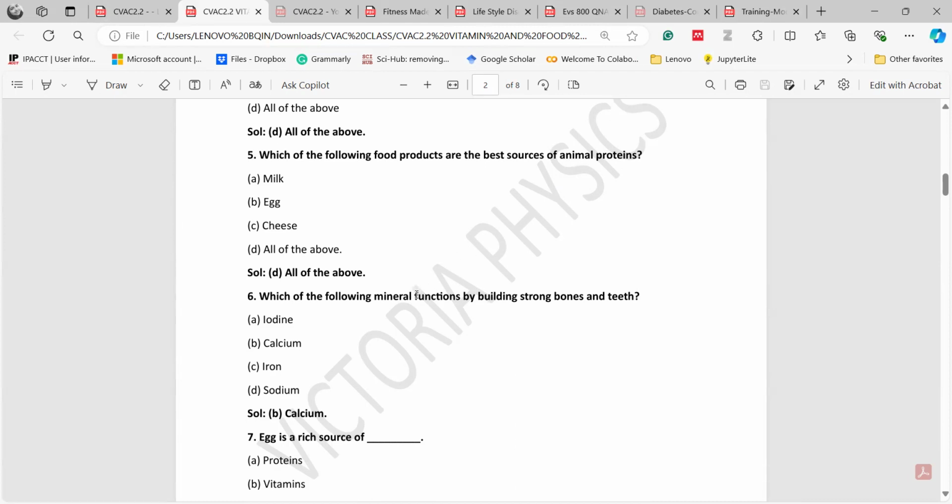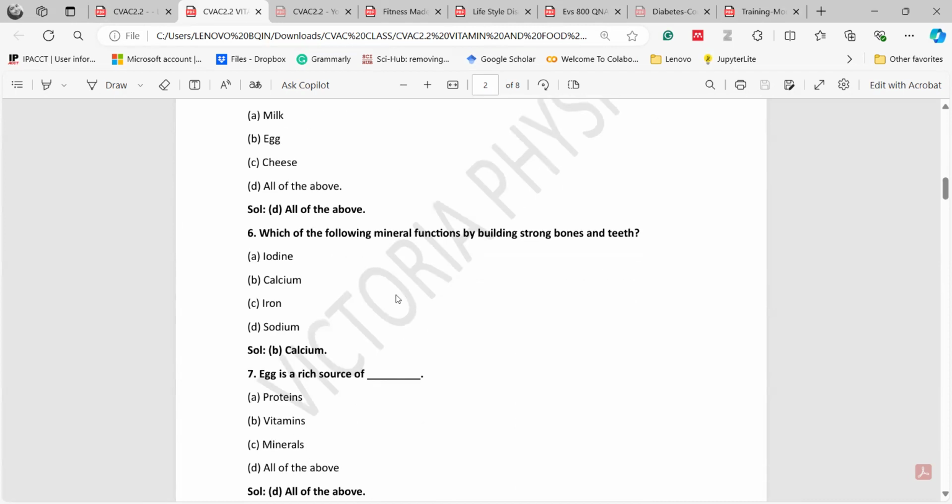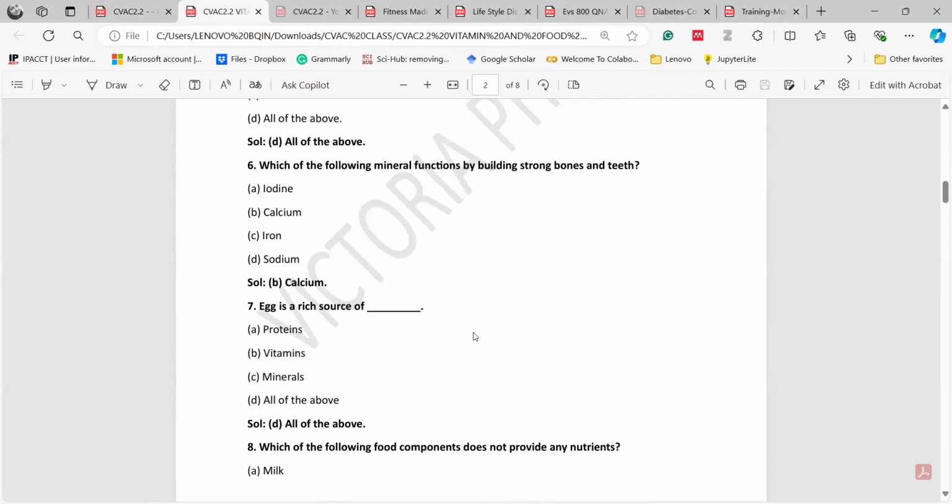So just start studying this section, which is important for bones and teeth. We all know calcium is important. Egg is a rich source of what? It is a rich source of protein, vitamins, minerals, and everything. These are very basic questions. Any school kid will know this, but it's there in your CVAC course, so you have to study. It's just brushing up your school learnings a bit.